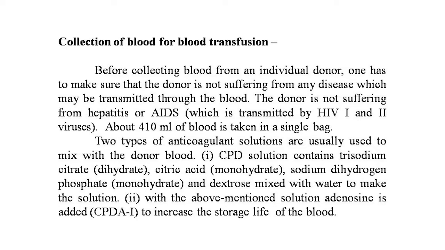Two types of anticoagulant solutions are usually used to mix with the donor blood. CPD solution contains trisodium citrate dihydrate, citric acid monohydrate, sodium dihydrogen phosphate monohydrate and dextrose mixed with water to make the solution. With the above mentioned solution, adenosine is added, that is CPDA1, to increase the storage life of the blood. Average storage life of the blood is 120 days.